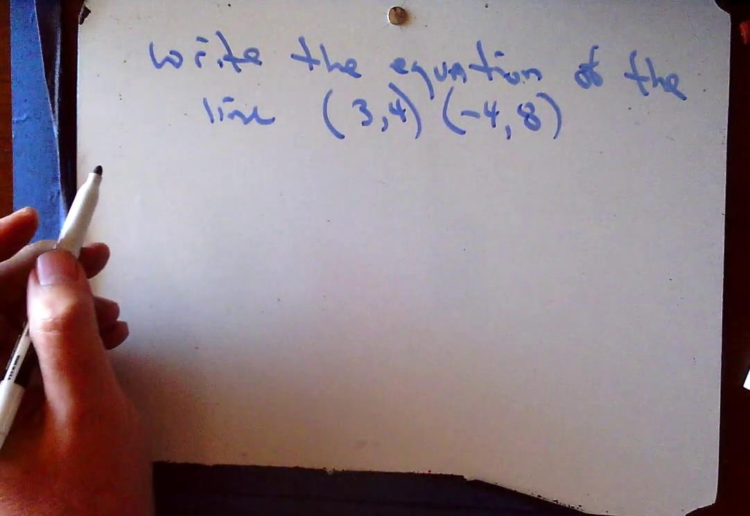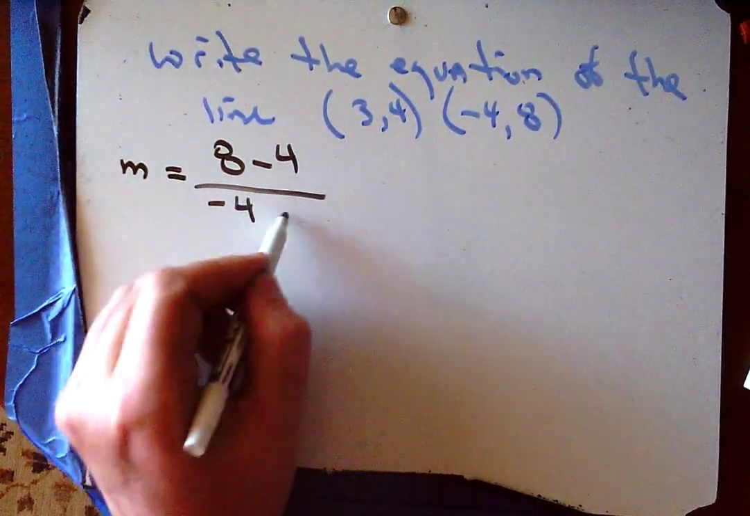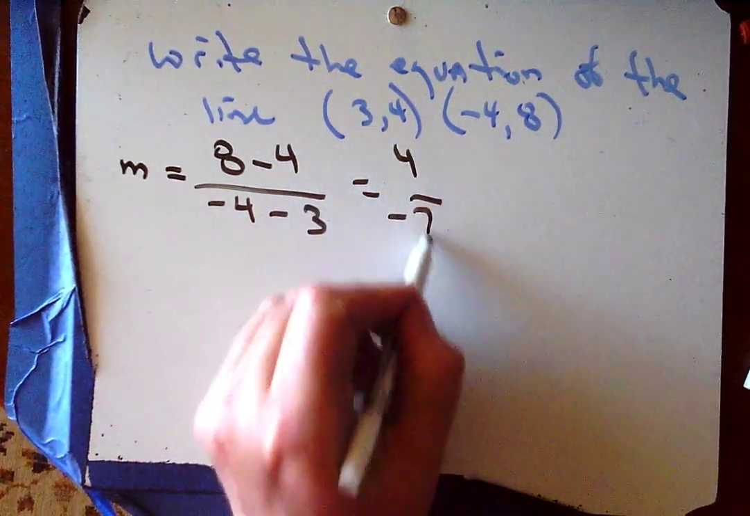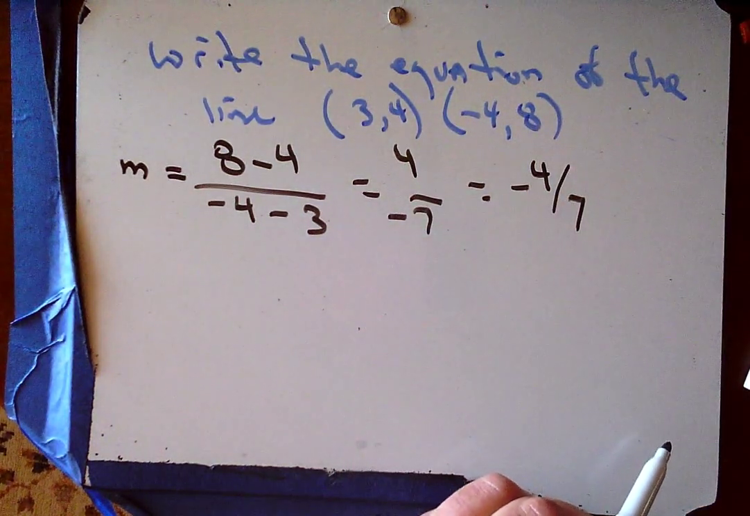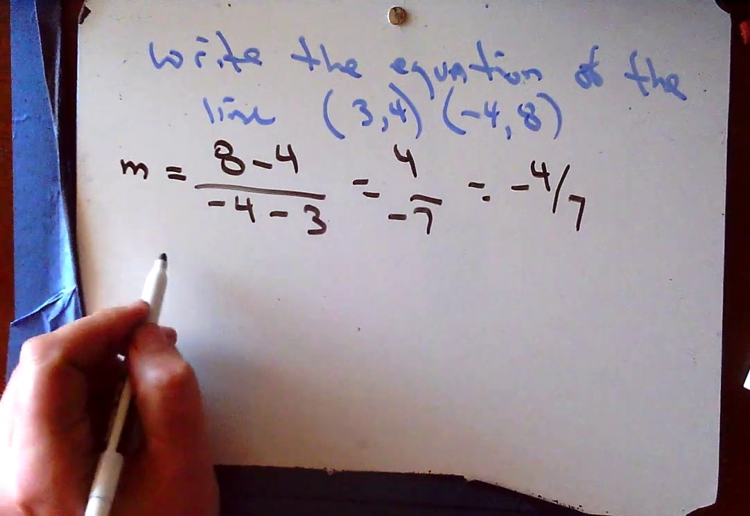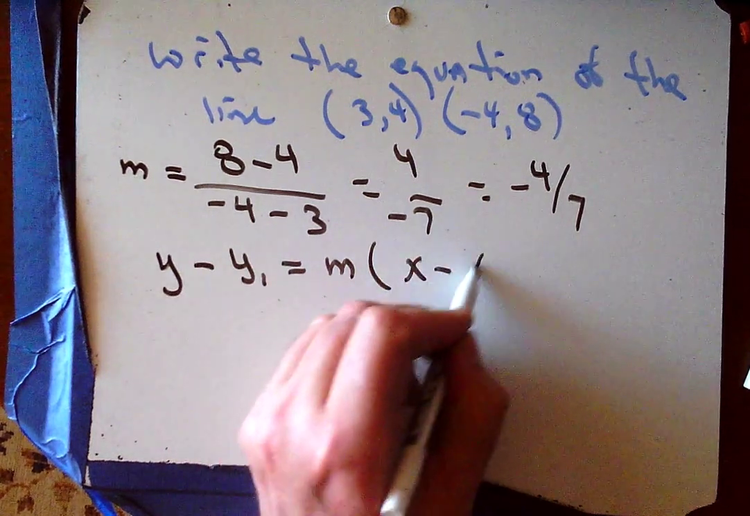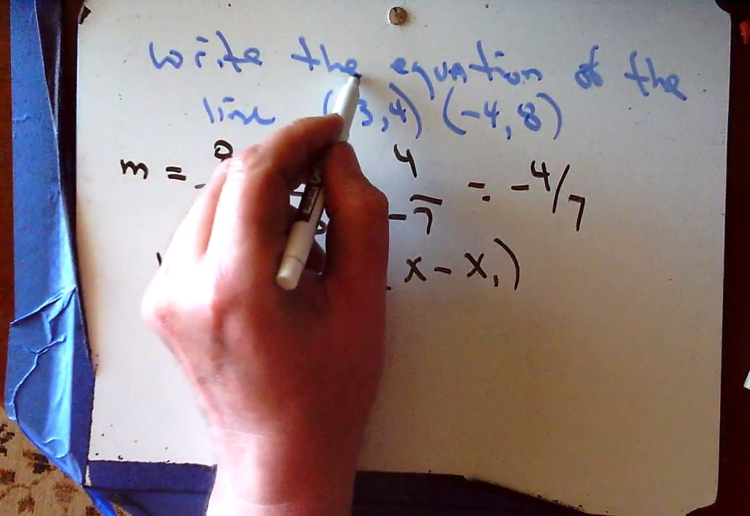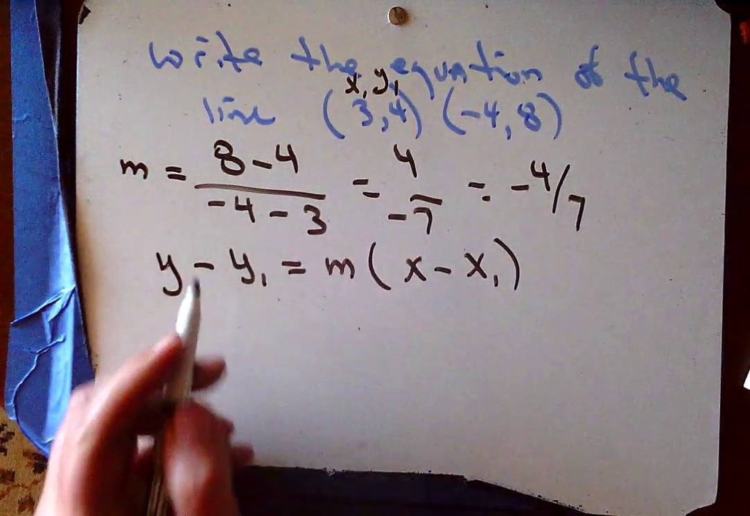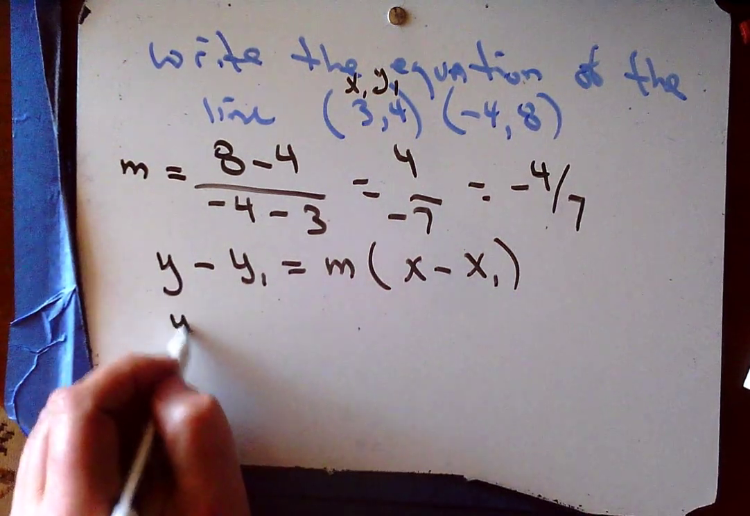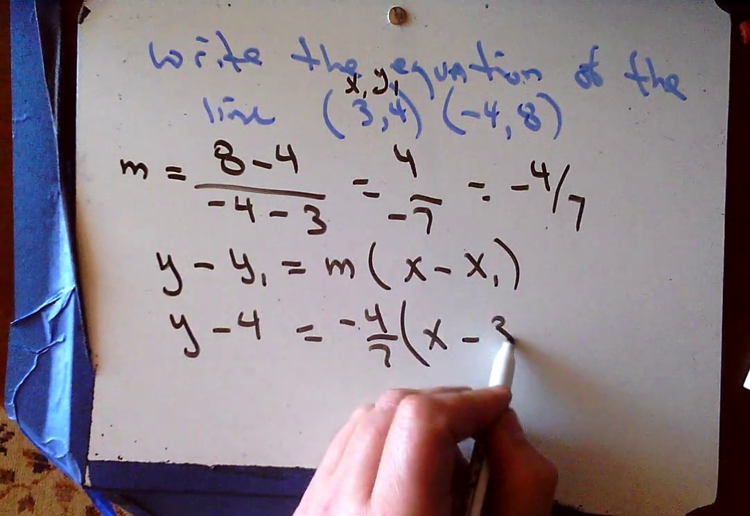Okay. Welcome back. The first thing I need is a slope. 8 minus 4 over -4 minus 3. I get 4 over -7, or -4 sevenths. Okay? Now I want to write the equation of the line. So I'm going to have y minus y1 equals m times x minus x1. And I'm going to plug in this for x1, y1. You could, of course, plug these in, but I chose those. And don't forget to plug in your slope. So y minus 4 equals -4 sevenths, x minus 3.